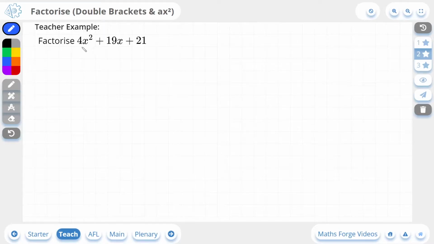Step 1, you're going to want to multiply your 4 by your 21. So we're going to do 4 times 21. The coefficient of x squared, which is this 4, multiplied by the constant, which is this 21. So 4 times 21 is going to give us 84. Now with this 84, you're going to want to find two numbers that multiply to give you 84 and add to give you 19. And of course 19 is the coefficient of x, the number in the middle here.